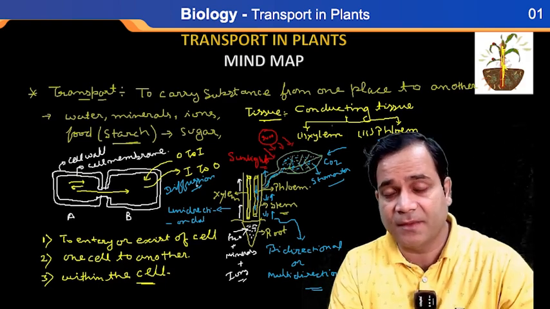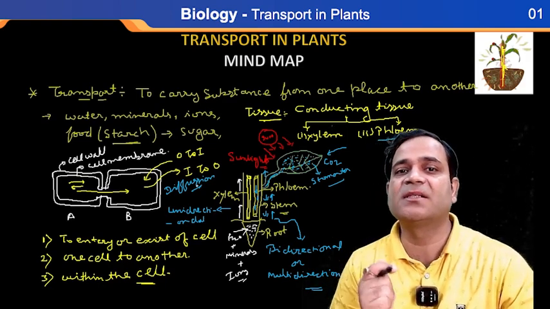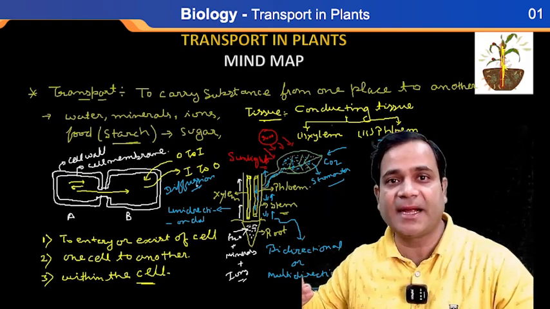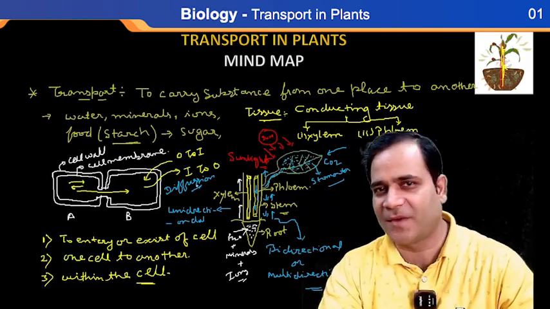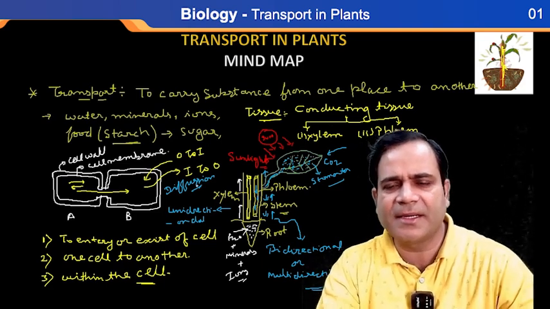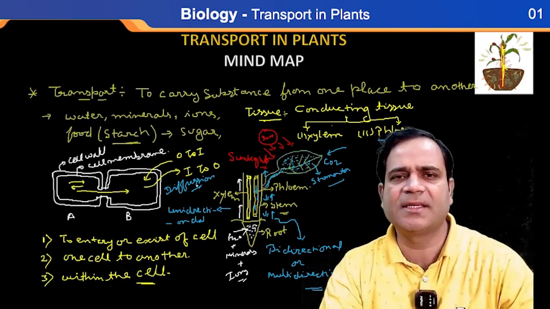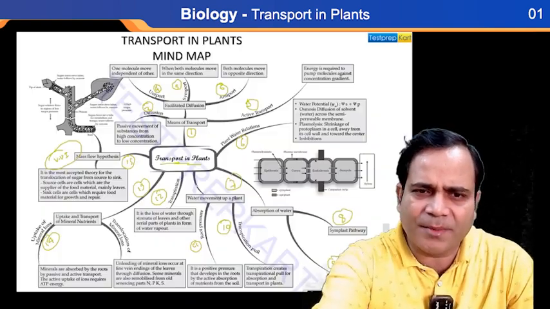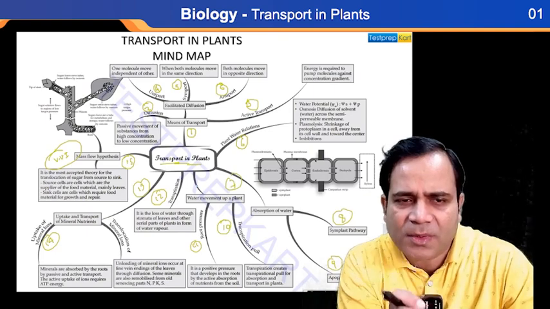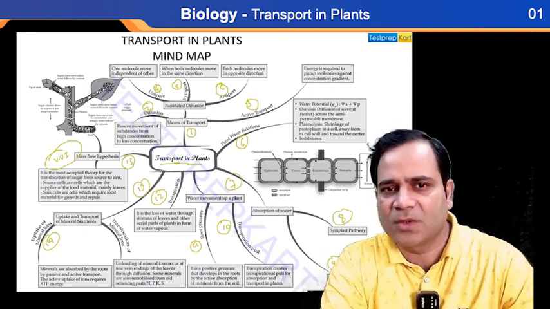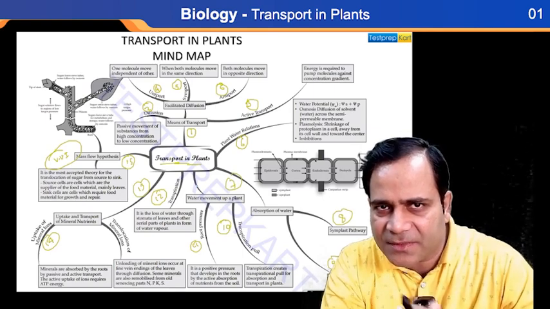Getting my point? But whenever I'm saying the movement of substances from lower concentration to higher, then it is known as active transport. They need energy in the form of ATP. When we go into a detailed lecture video, my dear, then I will explain this. Here you have to know only in the mind map how the means of transport is, so let's see active transport and passive transport here.